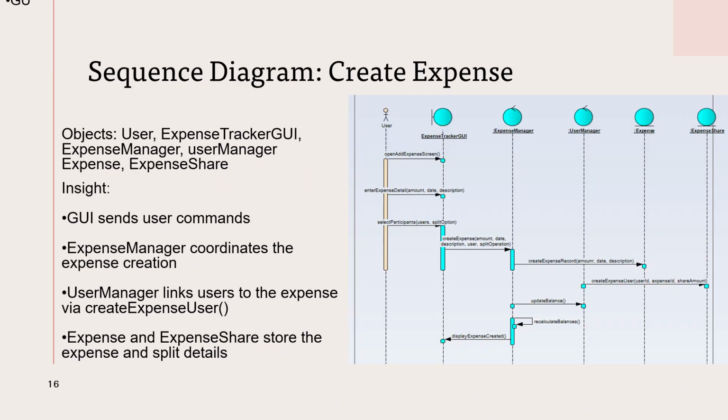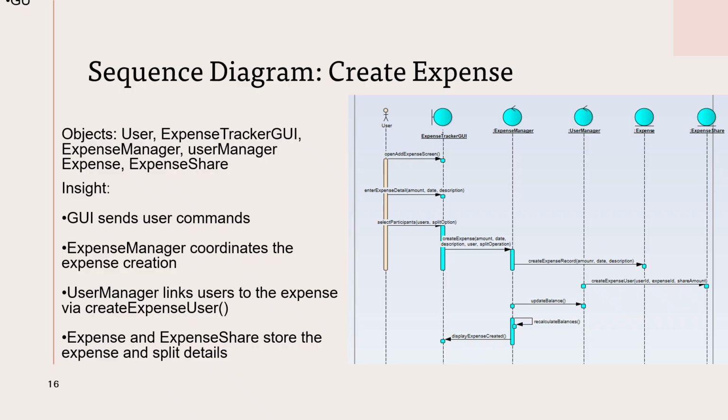My first sequence diagram is create expense. In this sequence diagram, the user begins by opening the add expense screen, and they will enter the amount, date, description, and they will select participants, aka users. Then the GUI will pass this information to the expense manager, which creates an expense record. After that, the expense manager contacts the user manager to create records that link the user to the expense. And then once that is done, expense share records will show the exact split amount for each user.